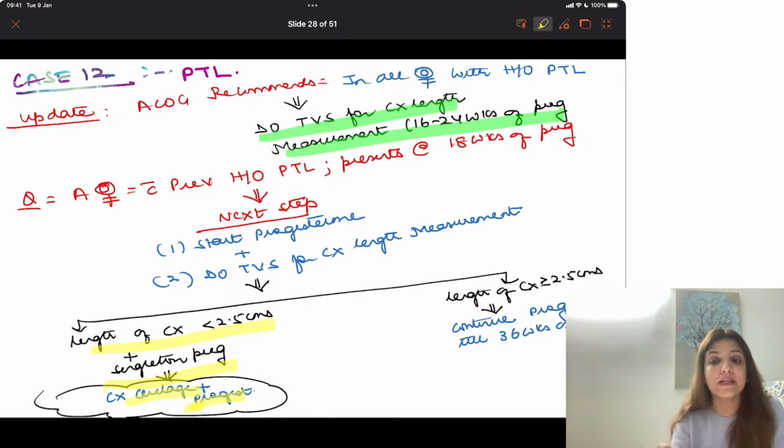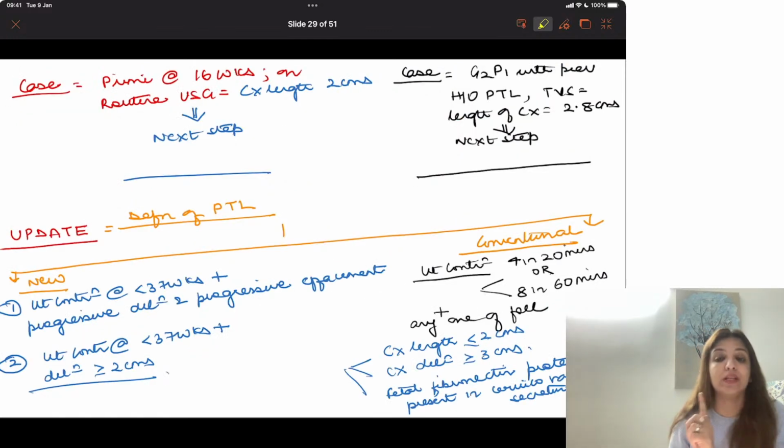But cervical cerclage you have to do only if there is previous history of preterm labor, only if cervical length is less than or equal to 2.5 centimeters, and only if it is a case of singleton pregnancy. All these three conditions, if they are fulfilled, then only you have to do a cervical cerclage.